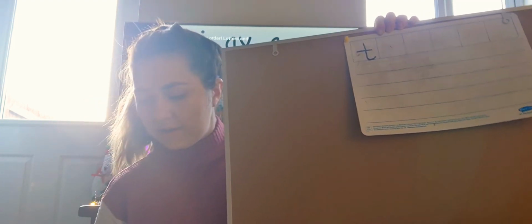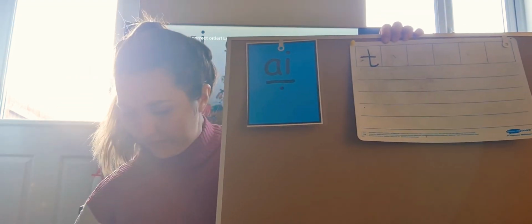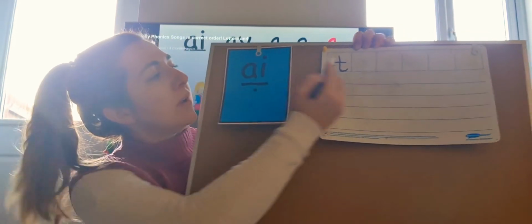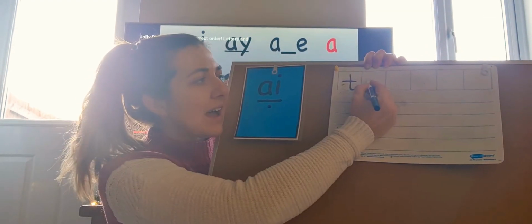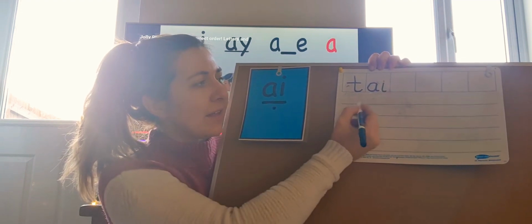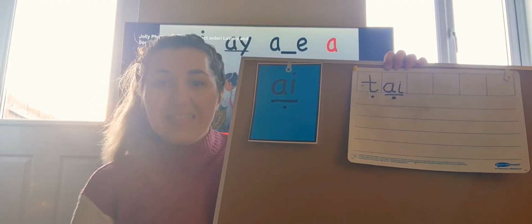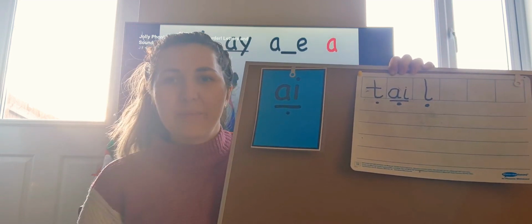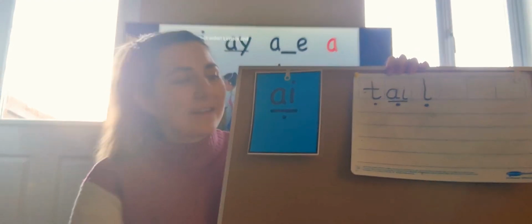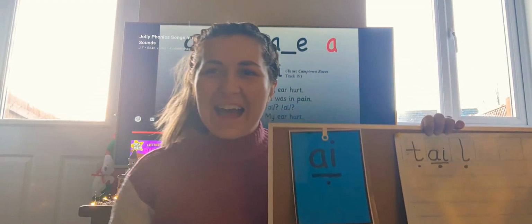A. Now I'm going to get my digraph and I'm going to put it just here so that we can all remember A. It is two letters making one sound, so we're just going to put the A digraph in one box. A. Down the long leg. I'm going to put my sound button underneath. Shall we push our sound buttons and read what we've written? T. A. L. Tail. A dog has a wagging tail when it's happy. Good writing, everyone.